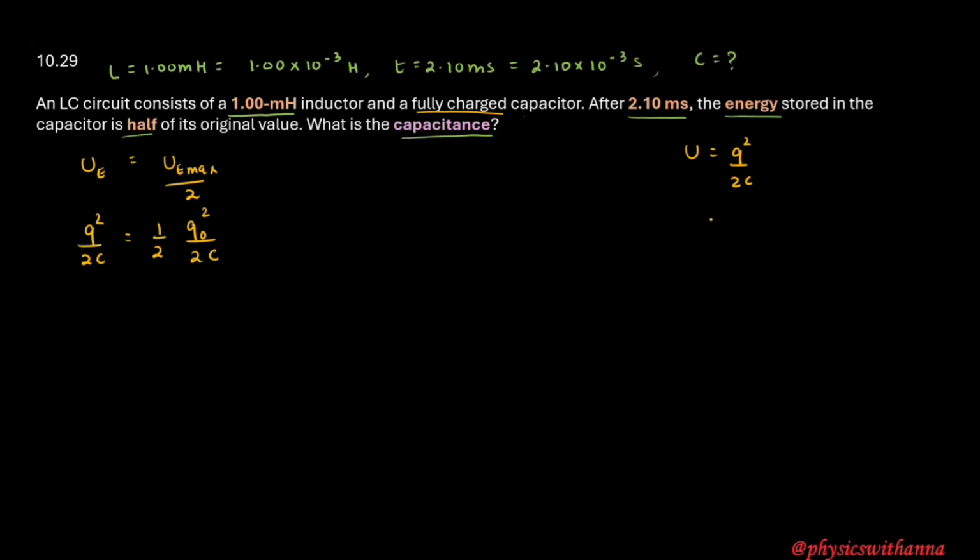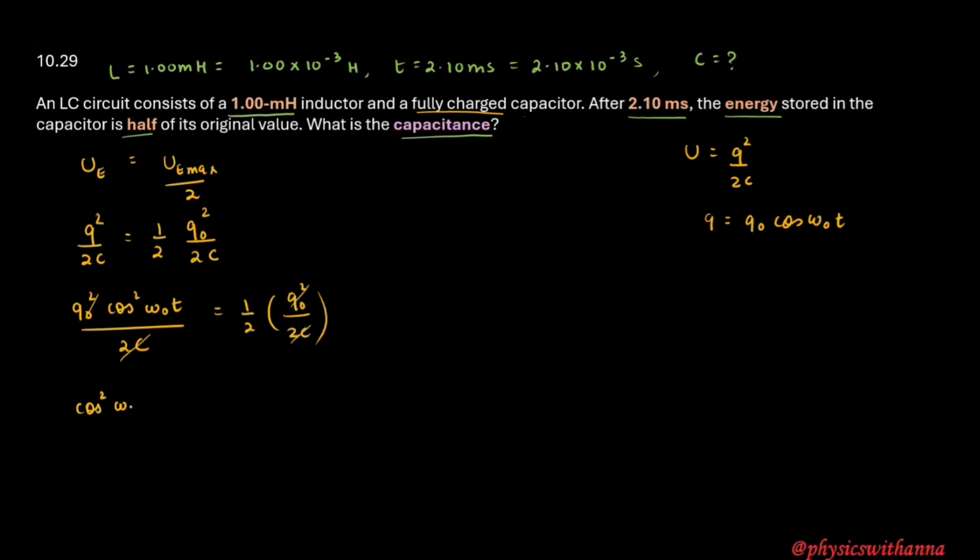Now, in an LC circuit, the charge through the capacitor Q is given as Q naught cosine omega naught t. So let's substitute this here. We get Q squared to be equal to Q naught squared cosine squared omega naught t over 2C equals half Q naught squared over 2C. Now let's cancel off Q naught squared and Q naught squared, 2C and 2C. And you get cosine squared omega naught t to be equal to half.